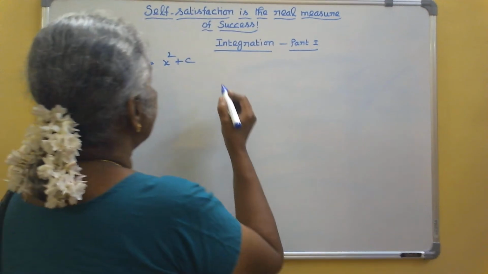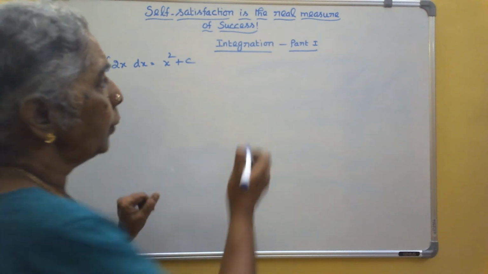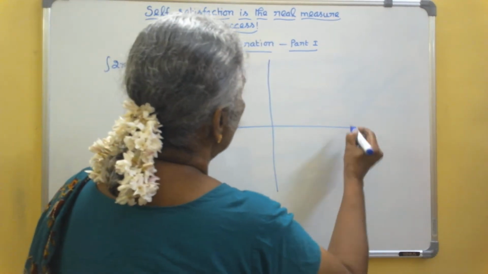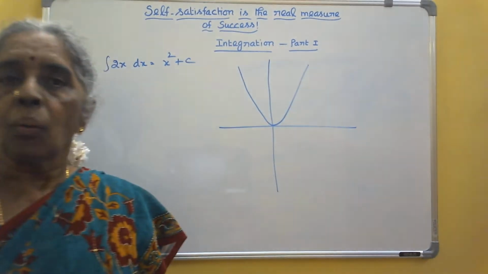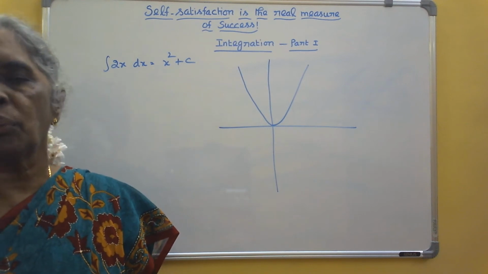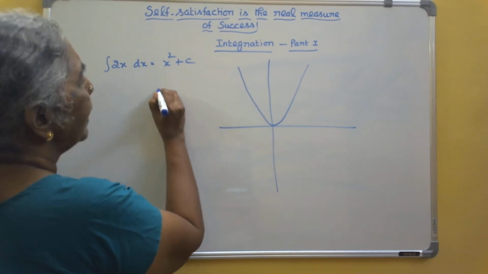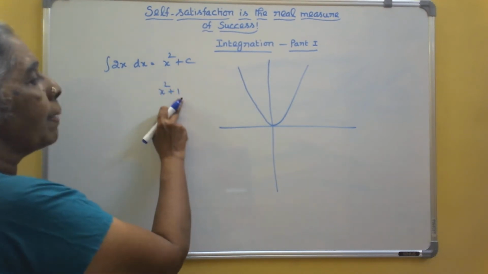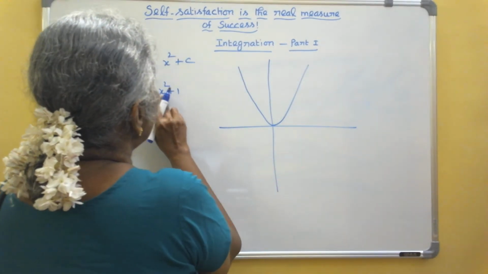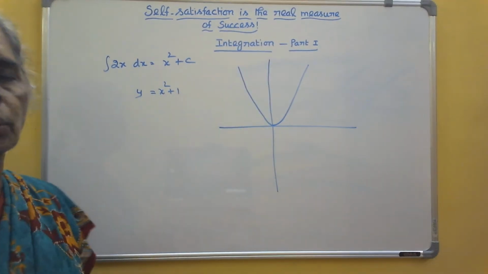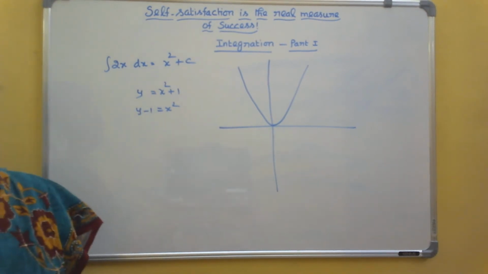Now, when that c is 0, actually you are getting the function as x squared. You know, f of x equal to x squared gives a parabola like this, isn't it? y is equal to x squared, or x squared is equal to y. Okay? Now, if that c is 1, we will be getting x squared plus 1. So, that parabola will be like this, y is equal to x squared plus 1, so that you will get x squared is equal to y minus 1.